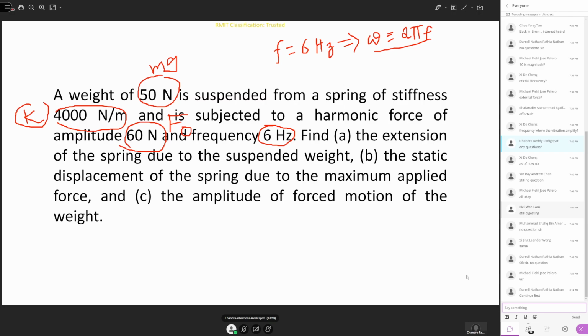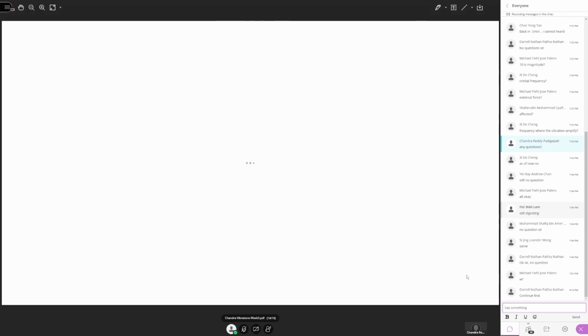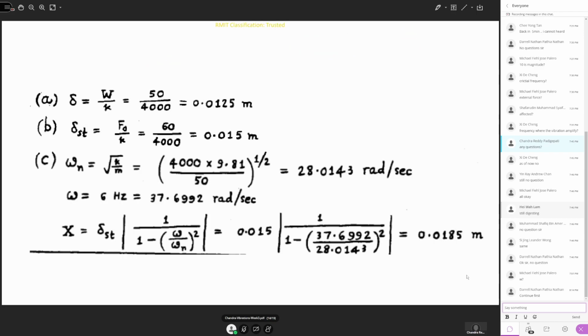Now, under these conditions, you're asked to find the extension of the spring due to the suspended weight, then the static displacement of the spring due to the maximum applied force, and the amplitude of the forced motion of the weight. So you need to find the response of the system. These three things are quite simple.